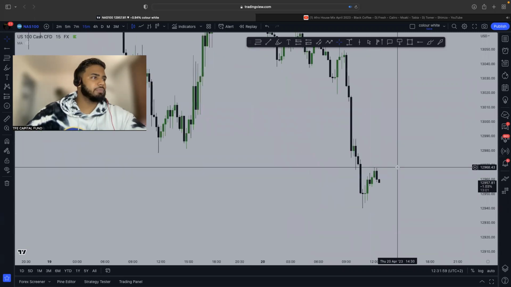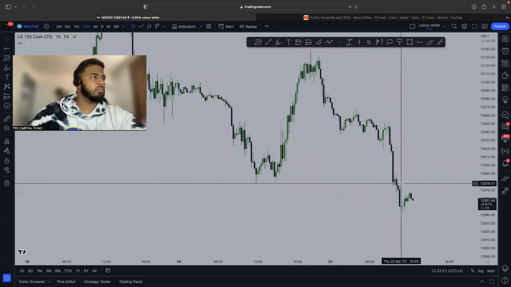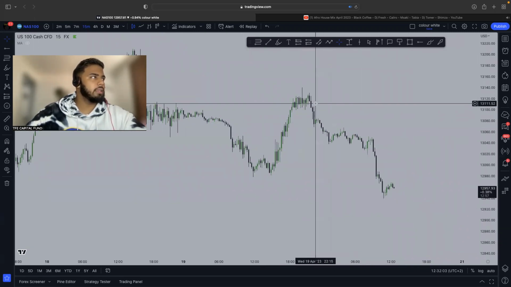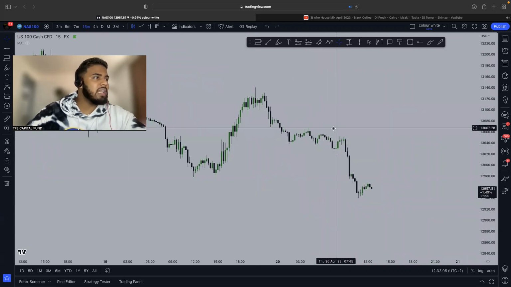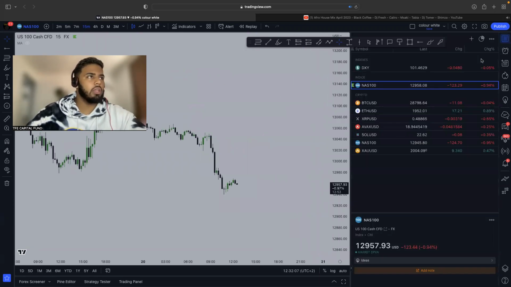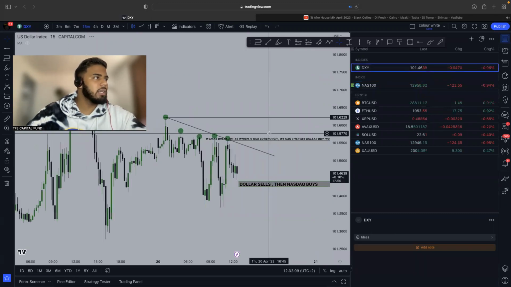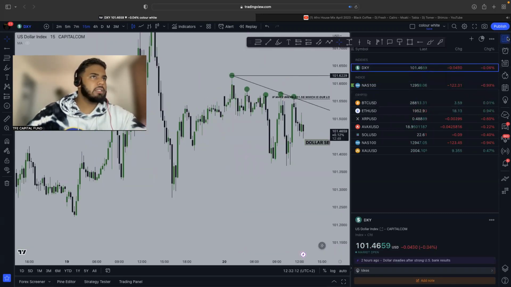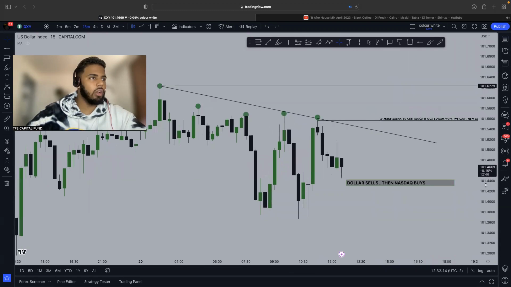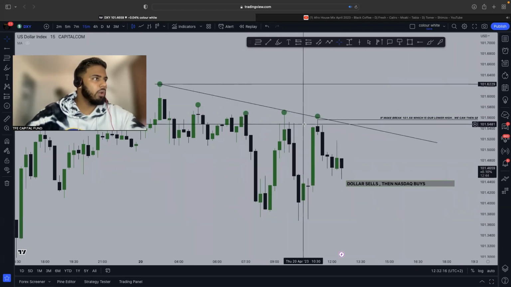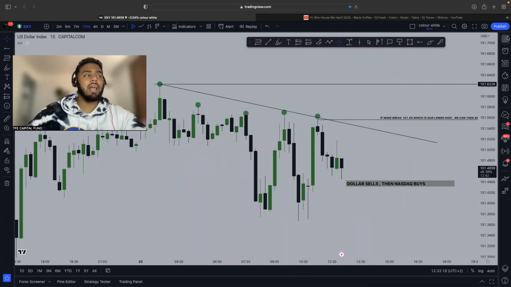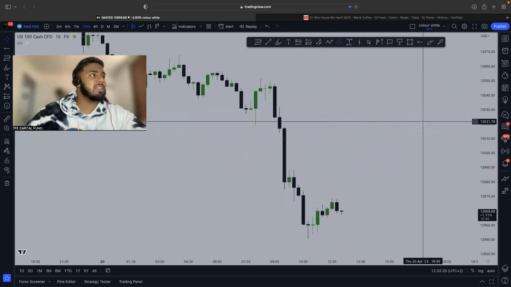Let's watch. Okay, let's see. It needs to line up. If it doesn't line up, then something's wrong here. So if the dollar is selling for the day, right? Look here, dollar selling, going lower, lower, lower, lower. That means that Nasdaq should correlate. If it doesn't, then something's happening.